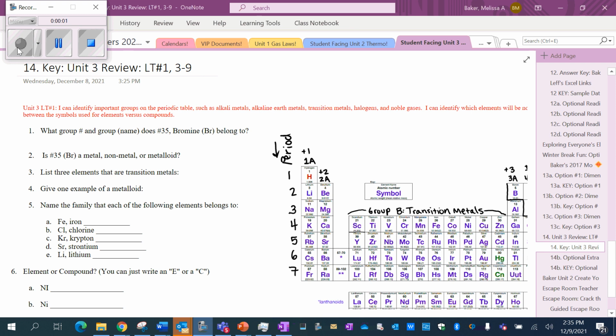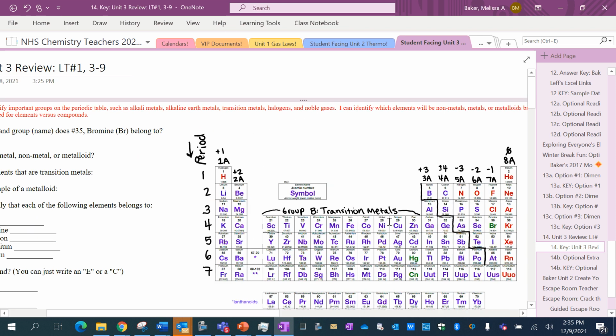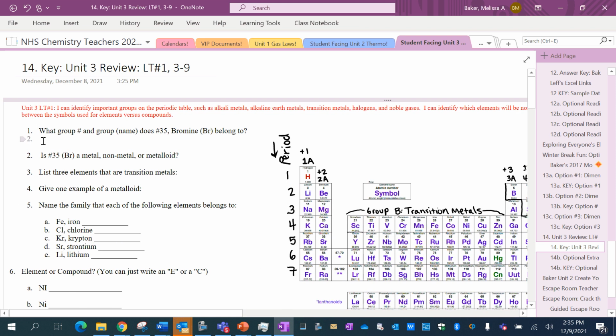All right, let's review Unit 3. First question says, what group number and group name does number 35 bromine belong to? So we go over to bromine. We see that it's right here where my cursor is in group 7A. So I'm going to go ahead and make this red. Group 7A, they are called the halogens.